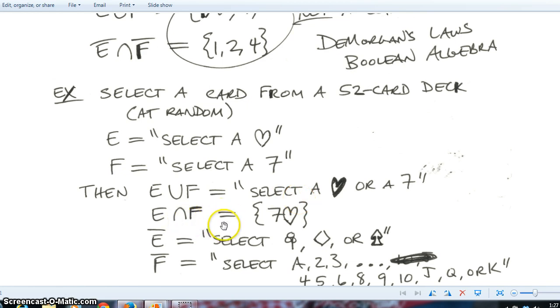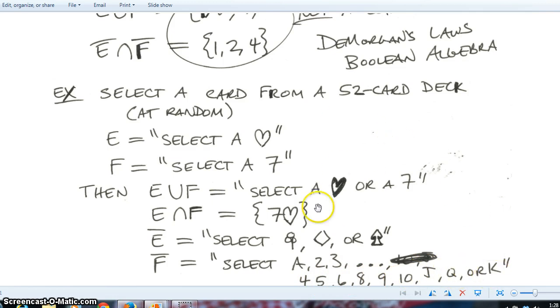E complement. Well, what's a complement? If you don't get a heart, you must have gotten one of the other 3 suits. So the complement of E we could describe as selecting a club, a diamond, or a spade. One of the other 3 suits. And the complement of F is selecting one of the other ranks. So ace, 2, 3, 4, 5, 6, 8, 9, 10, jack, queen, or king.